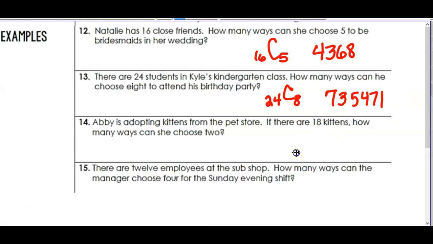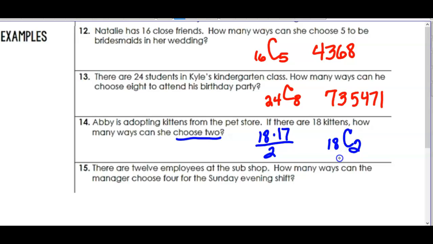Okay. I'm going to stop doing these and just set them up for you. It says Abby's adopting kittens from the pet store. There are 18 kittens, and how many ways could she choose 2? So this time, if we were doing this the long way, we'd say she could pick 18 ways or 17 ways. But then we'd have to divide by the fact that we have too many groups, because choosing the black one and the white one, or the white one and the black one, counts the same as 1. So we divide it in half. But on your calculator, it's just 18C2.